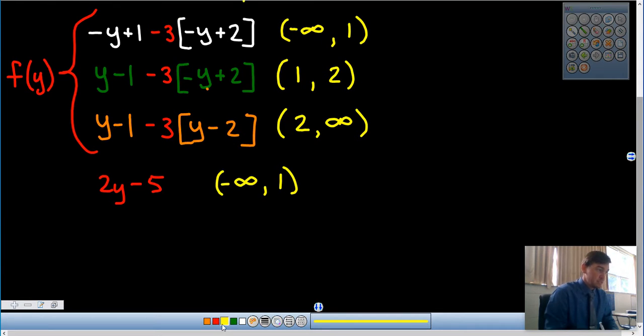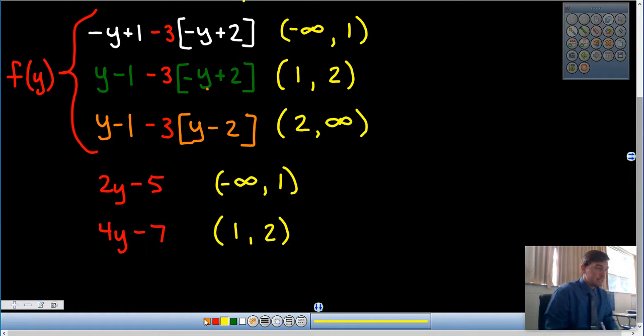Then the second one, same thing. We're going to simplify. Positive 3y plus 1 more, that's a 4y. And then a negative 6 minus 1, it's a -7. And we're going to use that from the interval 1 to 2.